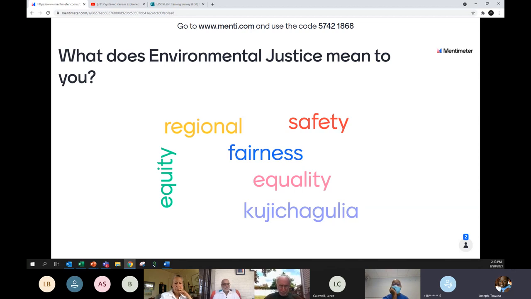And I'll now turn it over to Lance for the, oh wait, nope, I do have one more slide just to give you an introduction on what the EJSCREEN tool is.